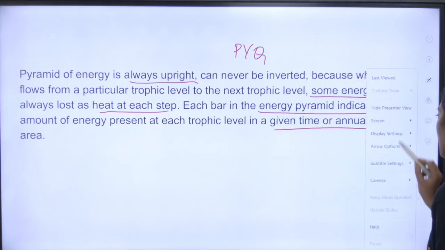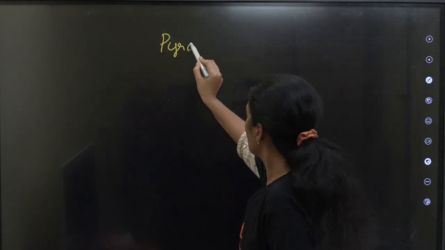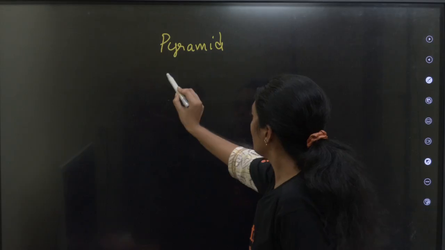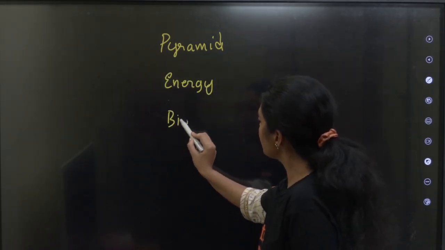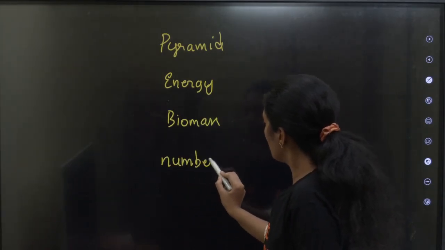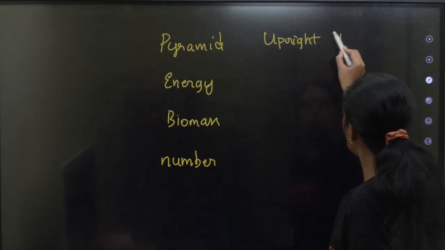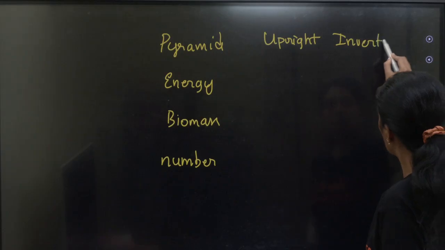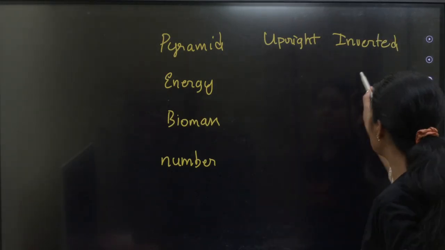To remember this easily, we'll do one thing. Pyramid: energy, biomass, number. Here, upright, inverted. Pyramid of energy can never be inverted.